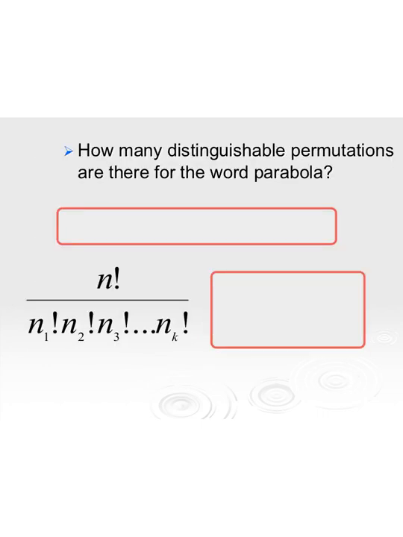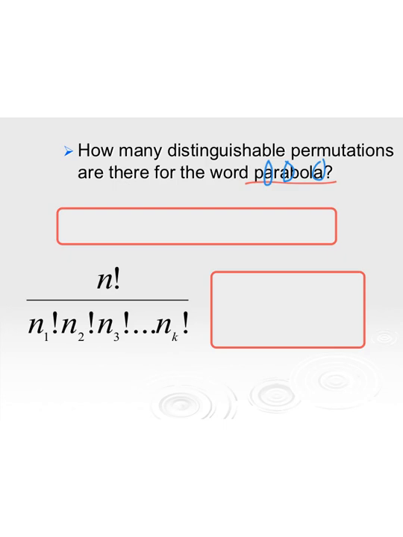For our next example of distinguishable permutations, we have a question. How many distinguishable permutations are there for the word parabola? So what we're looking for here is things that actually repeat. And I noticed right away that the A repeats 3 different times. No other letter actually repeats.